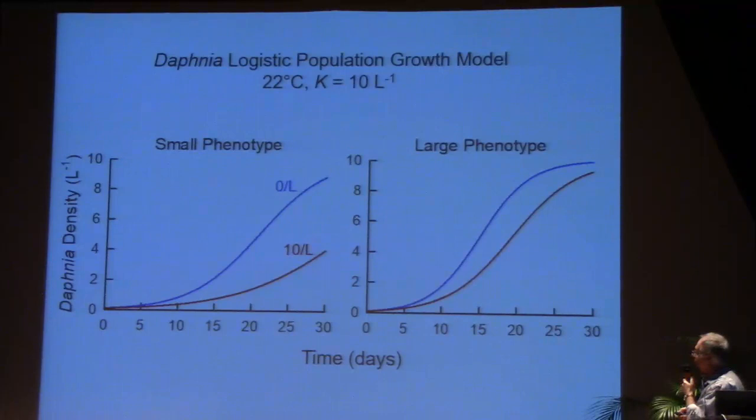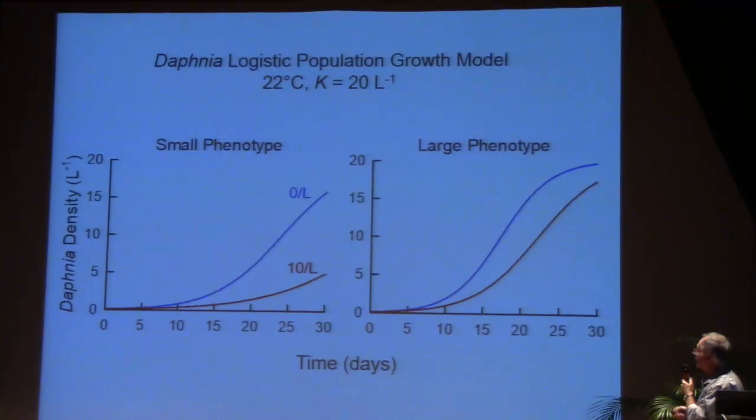For the small phenotype, on the other hand, there's a huge difference. By 30 days with no cyclopoid predation, it can pretty much reach its carrying capacity. But under cyclopoid predation, the densities can only get to maybe half of what they otherwise would be. Now, if you increase the carrying capacity from 10 to 20 per liter, you get basically the same results, but an even greater difference. So the small phenotype can get close to its carrying capacity, but under heavy cyclopoid predation, the densities are only about a third of what you would get without that level of predation pressure.